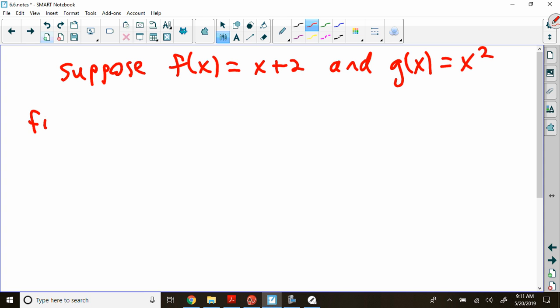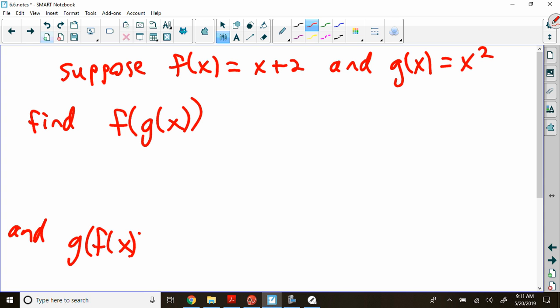So, suppose f of x equals x plus 2, and g of x equals x squared. Let's see if we can find f of g of x and g of f of x. So remember, this is essentially nesting something inside the other something. All it really is is substitution. For f of g of x, we're going to replace g of x with what g of x equals. Well, what's g of x equal? g of x equals x squared. So we're really finding f of x squared.